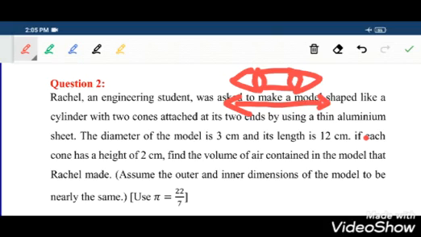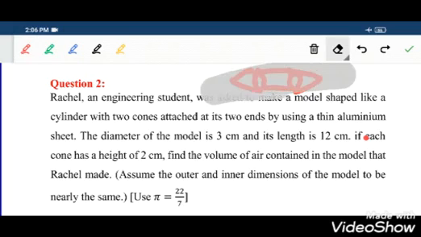Height of the cone, it seems to be 2 centimeter. So here 2 centimeter, here 2 centimeter. Totally we need to subtract 4 centimeter. So now, what is the height of the cylinder? To take the height of the cylinder, we need to subtract 4 centimeter.